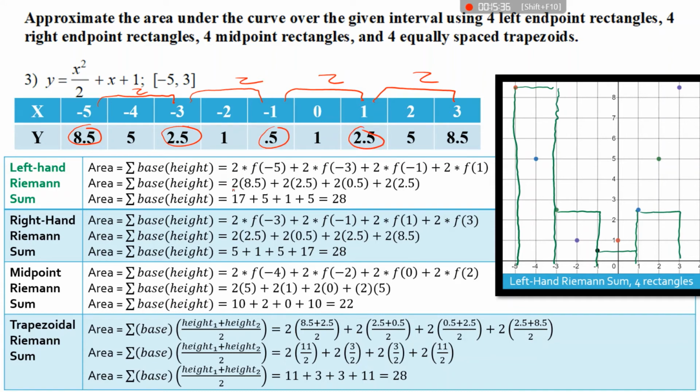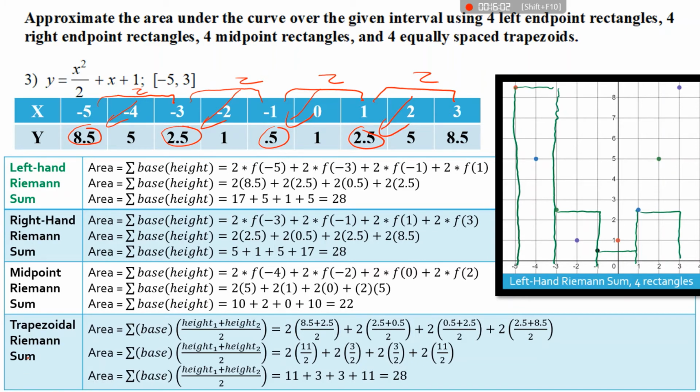Or here, 2 times 8.5 is my first rectangle, 2 times the 2.5, 2 times the 0.5, 2 times the 2.5. When I add them all together, 2 times 8.5 is 17, plus 5 plus 1 plus 5 is 11, plus 17, or 28. Okay. Any questions on what we did for the left Riemann sum?